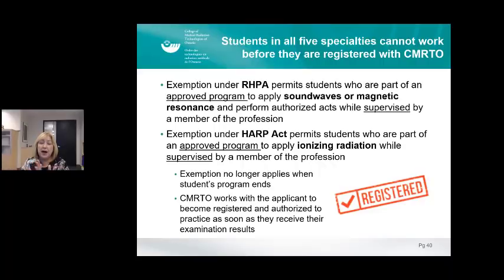What happens when they're students is there is an exemption both under the RHPA and under the HARP Act that enables the student to perform the authorized acts and to apply ionizing radiation while they're part of an approved educational program and while they're supervised by a member of the profession. So as long as they're a student of an approved program and they're supervised, this exemption applies. Of course, once they've completed their program, they're no longer a student. So the exemption no longer applies.